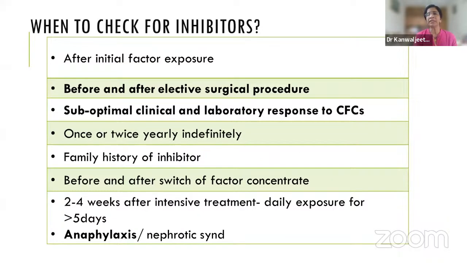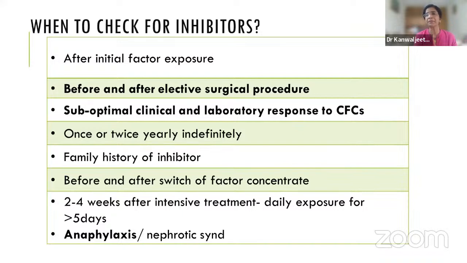So when should we check for inhibitors? There are several things. Most important is before and after elective surgical procedure. You don't want to take a patient of hemophilia for an elective procedure which could have been postponed or avoided, and now the patient ends up bleeding and you can't do anything about it. So before taking a patient for any elective surgical procedure, it is very important to look for inhibitors. Your clotting factors may not work if the titers were high.